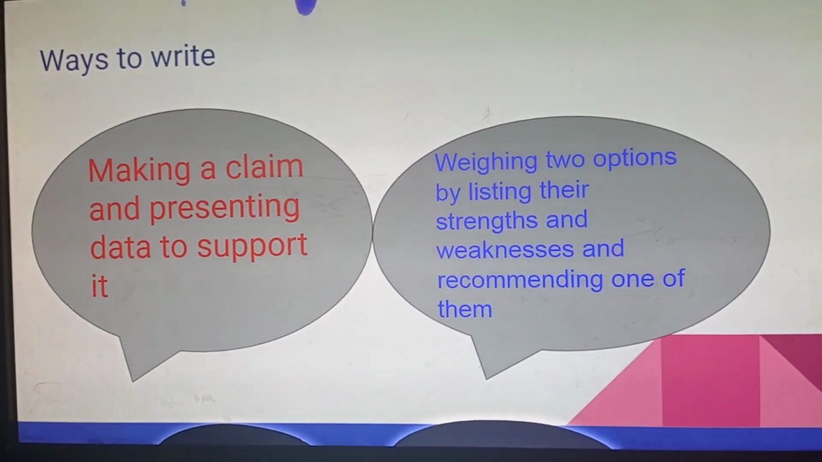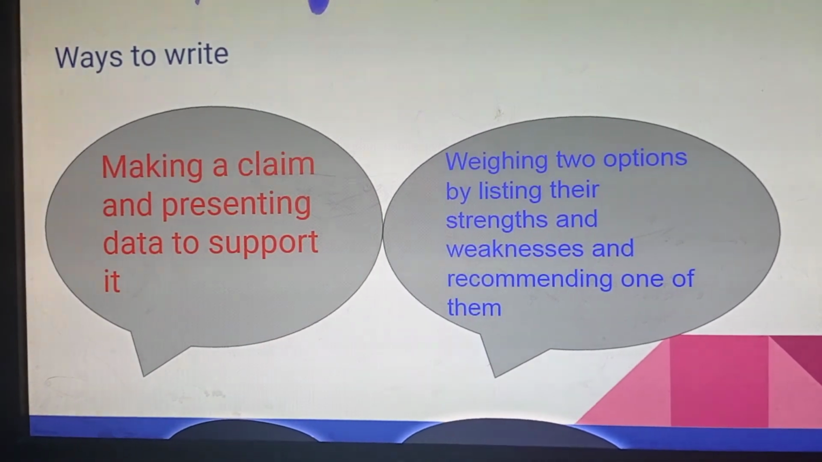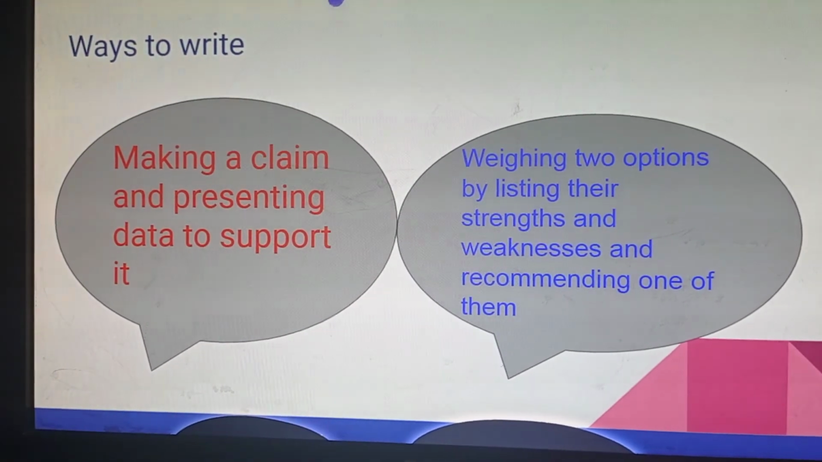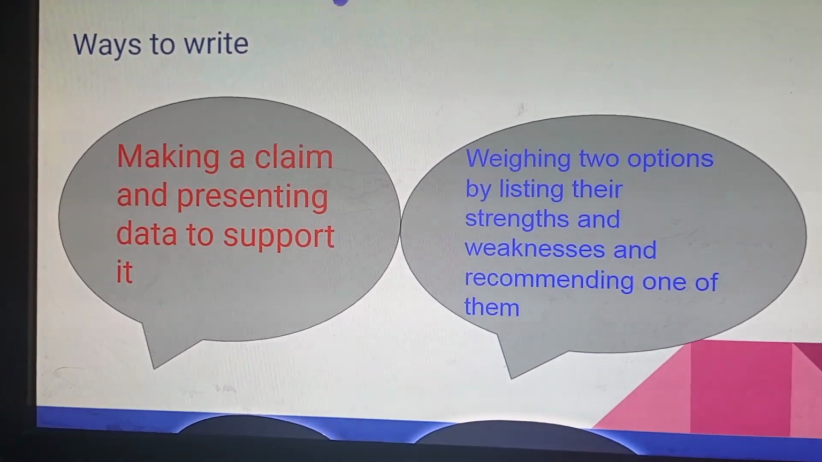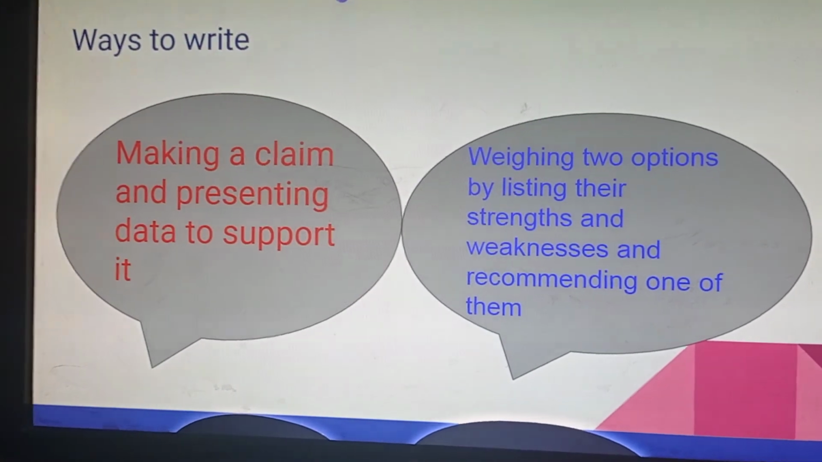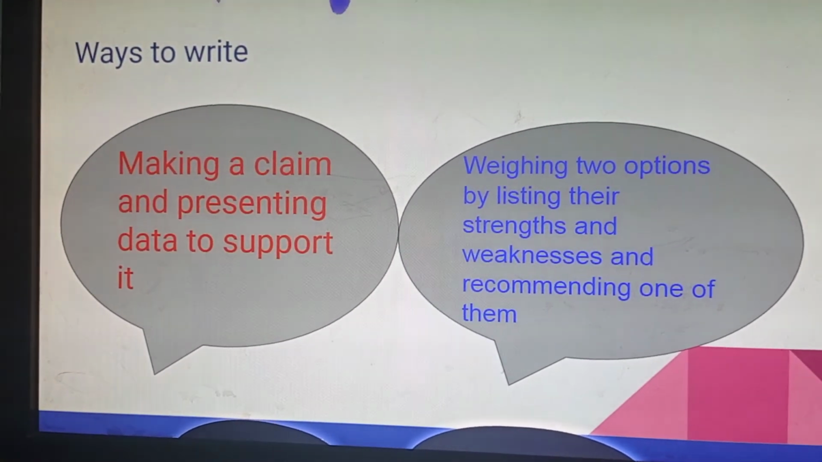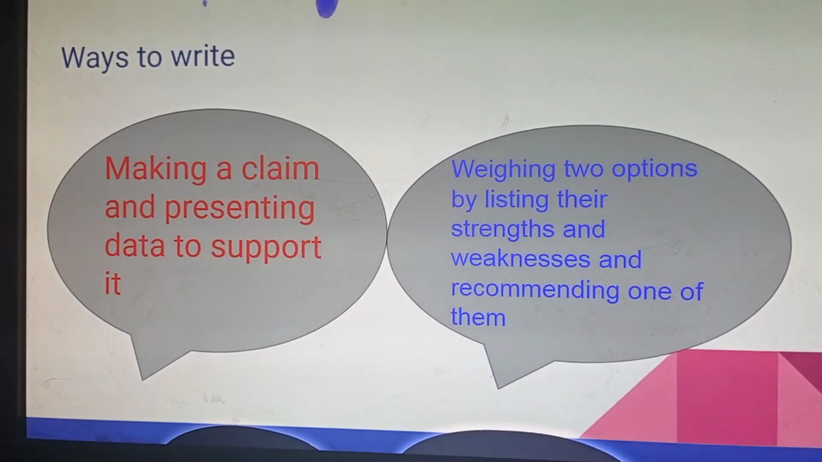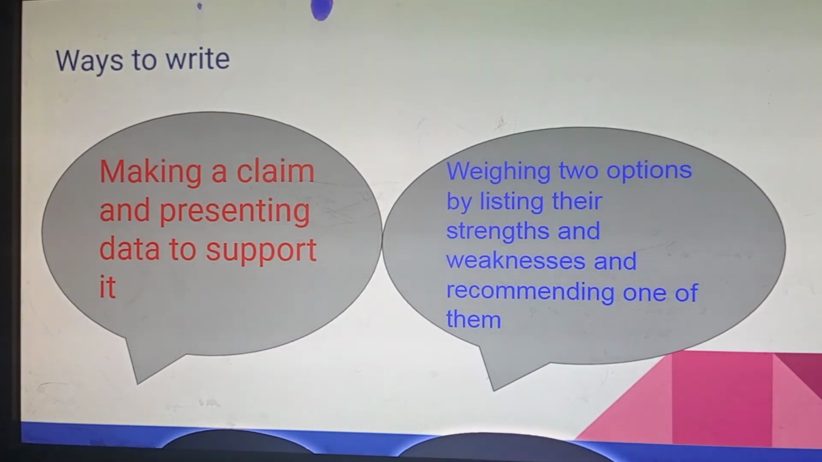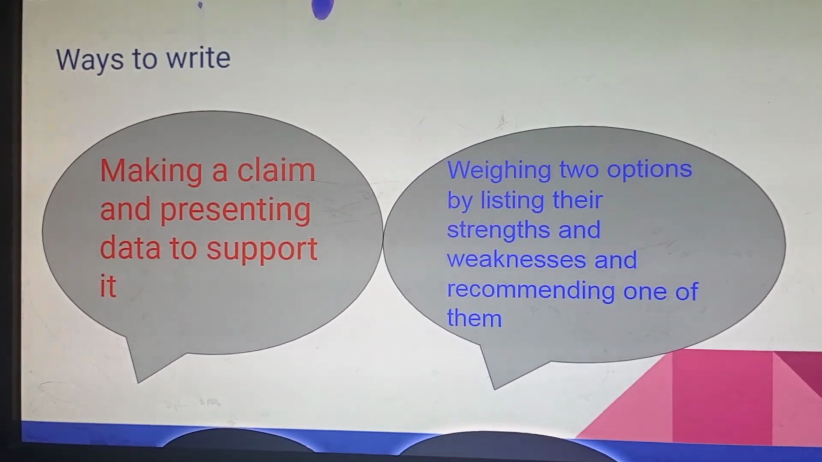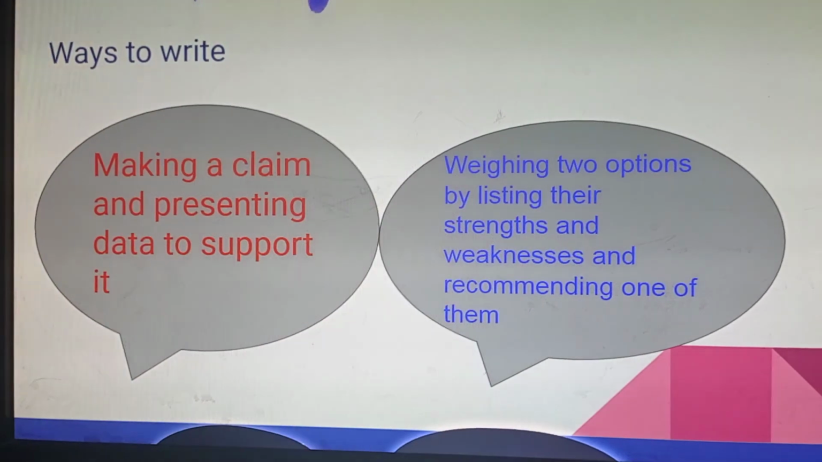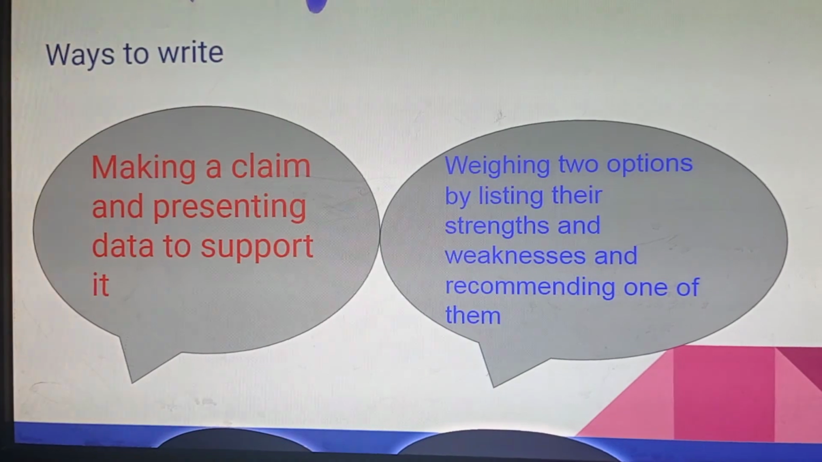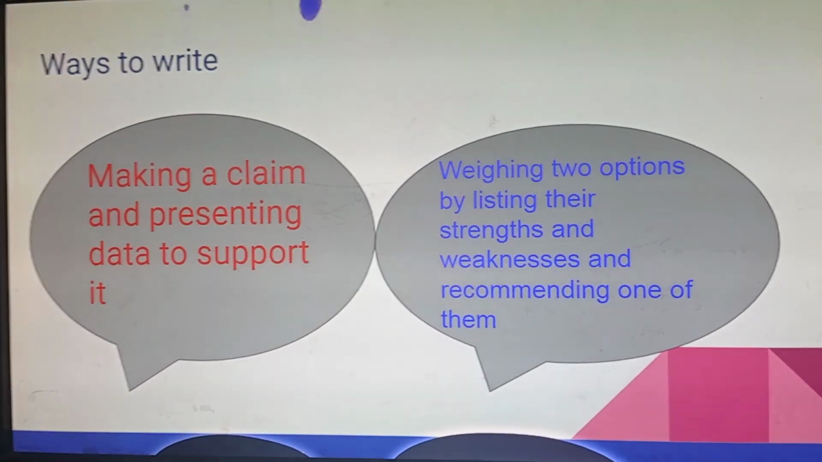What are the ways by which you can write an argumentative essay? The first way is that you make a claim and then present some data. It can be in the form of figures, statistical data, graphs, pie diagrams, or certain newspaper clippings. So you just go on presenting data to support it. The other way is that you weigh two options by listing their strengths and weaknesses. You just talk about the pros and cons. Suppose there are only two alternatives for a particular problem, then you keep on suggesting which way is better and then you recommend that way strongly.